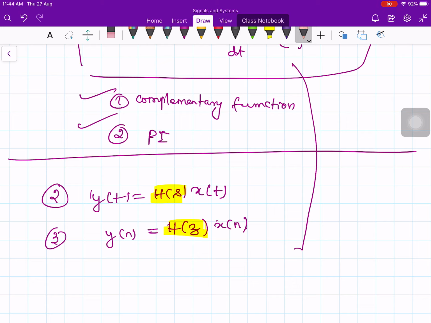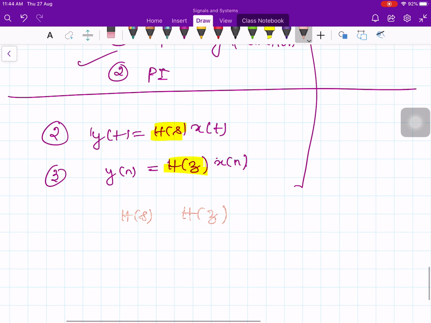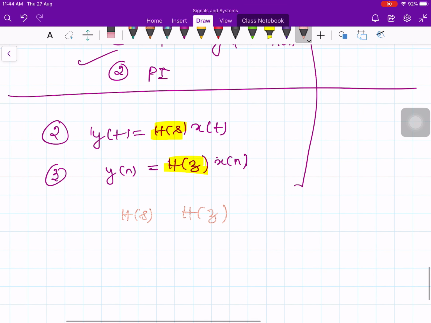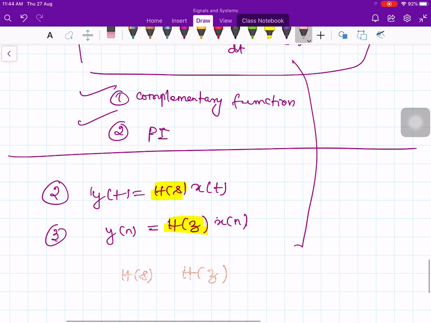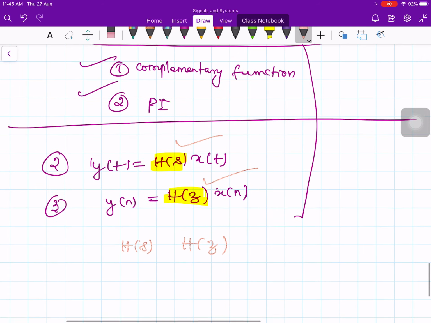You can use the system function h of s in the case of a continuous time system, and h of z in the case of a discrete time system, and you can get the output very easily. Again it gives the same information as the differential equation. Either you can go through the differential equation or through this h of s method or h of z method. Whichever is convenient, whichever is more comfortable, you can choose any one among these three.